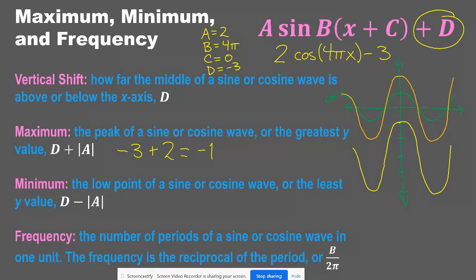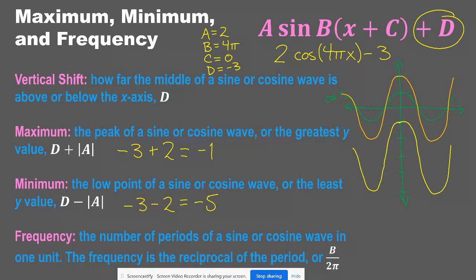The minimum works kind of the same way. You take your vertical shift number, -3, and this time you're going to subtract the amplitude. So subtract the absolute value of that number before sine or cosine. So here, if you have -3 and you subtract 2 from it, you're going to end up down at -5. And we can see in my very rough sketch of this graph that is the maximum and minimum. The maximum is -1. The minimum is -5.